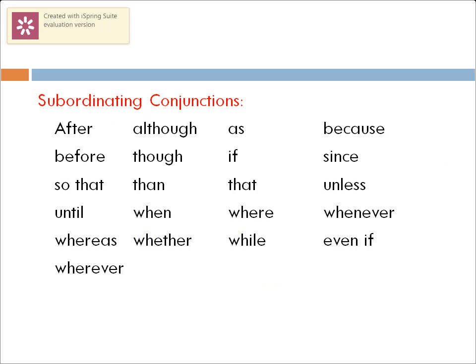Now these are some conjunctions which are used in forming complex sentences. They're also called subordinating conjunctions: after, although, as, if, because, before, so that, than, that, unless, where, while, when, and so on.